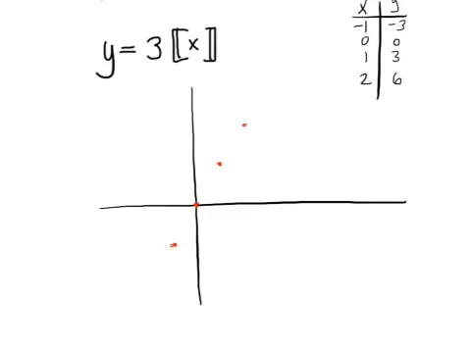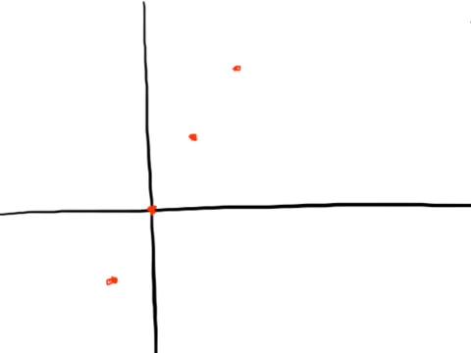Now, what's going to happen is the same pattern. We'll zoom in. The same pattern being it's going to stay at 0 until x hits 1. And then it'll jump up to 3. And it's going to stay at 3 until x hits 2. And then it'll stay at 6 until x would hit 3, at which point it'll jump up, and so on. Okay? We'll do one more.